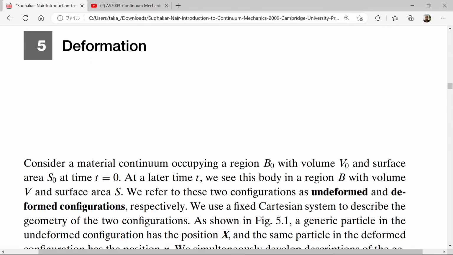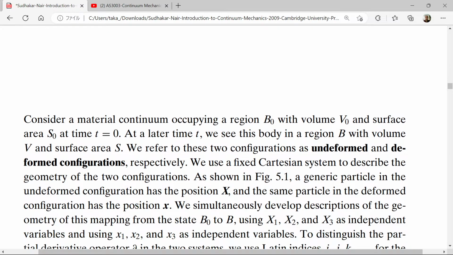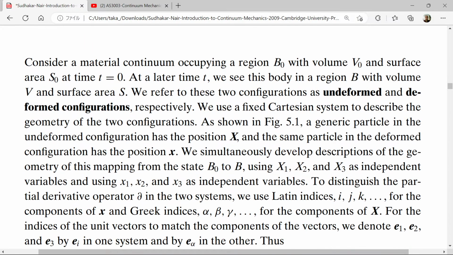so we learn about deformation. Consider a material continuum occupying region B0 with volume V0 and surface area S0 at time t equals 0. At later time t, we see this body in a region B with volume V and surface area S.